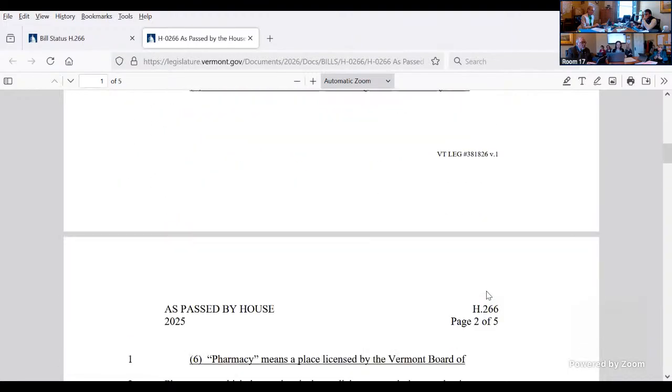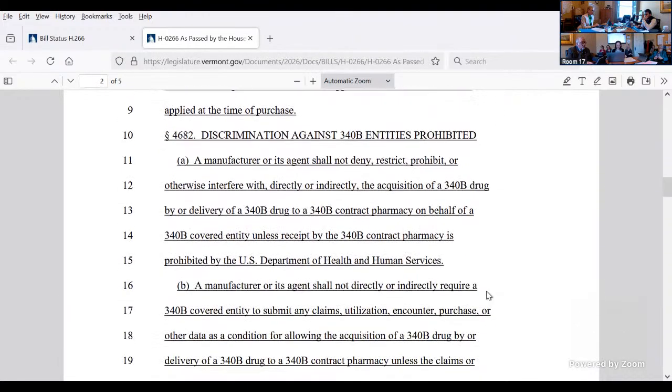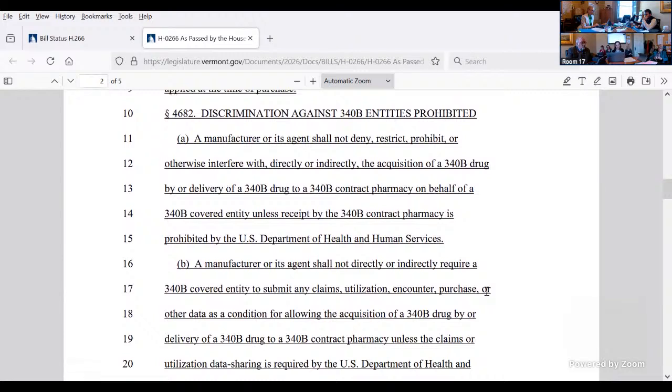But the main part of what's in here now is in what would be section 4682, which would prohibit a manufacturer or its agent from denying, restricting, prohibiting, or otherwise interfering directly or indirectly with the acquisition of a 340B drug by or delivery to a 340B contract pharmacy on behalf of a 340B covered entity, unless the contract pharmacy is prohibited from receiving it by the U.S. Department of Health and Human Services.